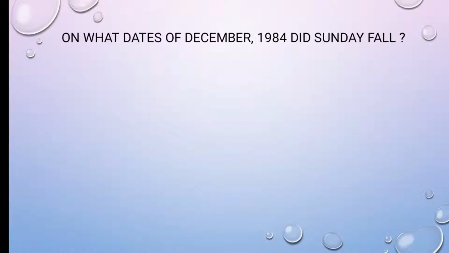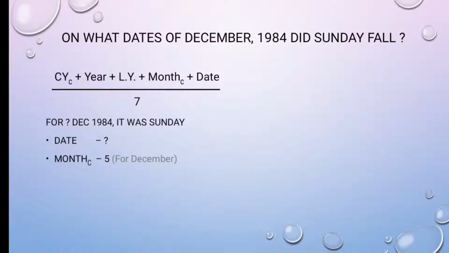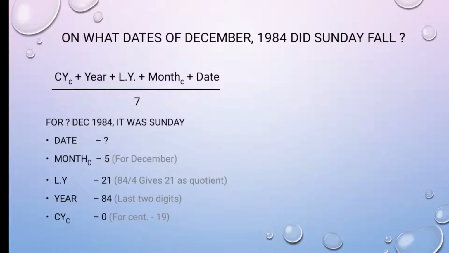On what dates of December 1984 did Sunday fall? Now we'll be using the same formula. For a date in December 1984 that was a Sunday, it means the remainder was 0. Now I don't know the date, but I know all the other parameters for the formula. The month was December, so the code will be 5. The leap year number will be 21, that is 84 divided by 4, the quotient is 21. The year was 84 and the century year code for 19 is 0.